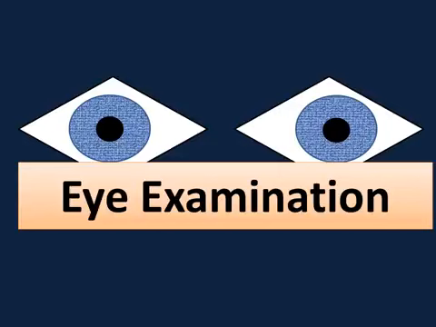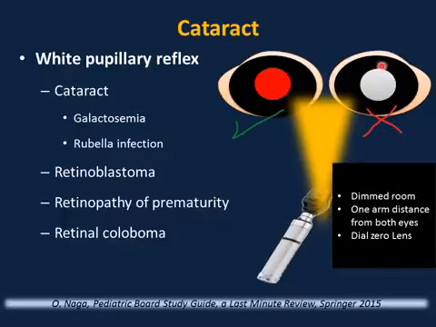Eye examination. You have to perform a red reflex in all newborns before discharge. You have to have an ophthalmoscope with you. Make the room dark, dimmed, stand one arm's distance from both eyes, and dial 0 lens in order to be able to see the red reflex correctly. You have to have the red reflex equal in both eyes.